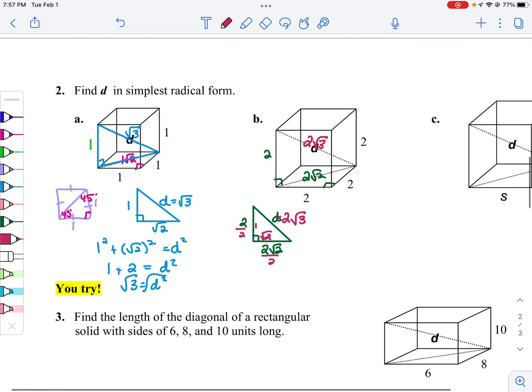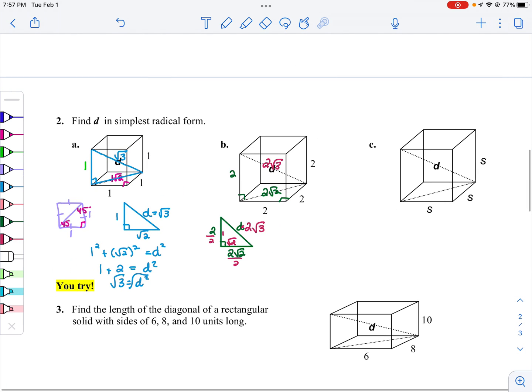Do we see a pattern? What if all of our sides were of length 5, 5, 5? We would have a diagonal length of 5 root 3. So if I have my side lengths of s, s, and s, I'm betting you can deduce that this diagonal length is going to be s root 3.